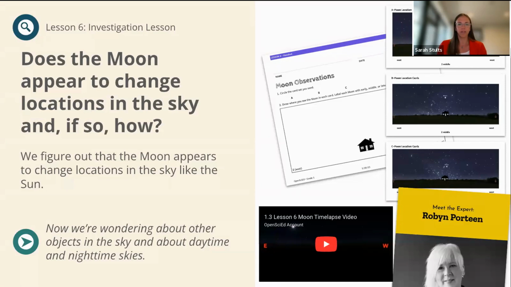Our observations help us figure out that indeed the moon does appear to change locations in the sky. We use a gallery tour to compare all of our recorded data, our handouts, and we observe that over and over again, the moon first appears lower in the sky in the east, then up high in the middle of the sky, and then lower in the west.